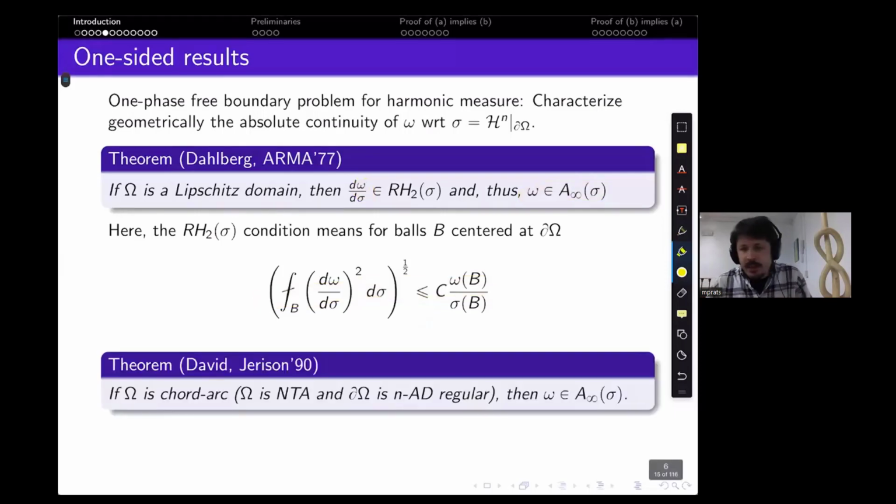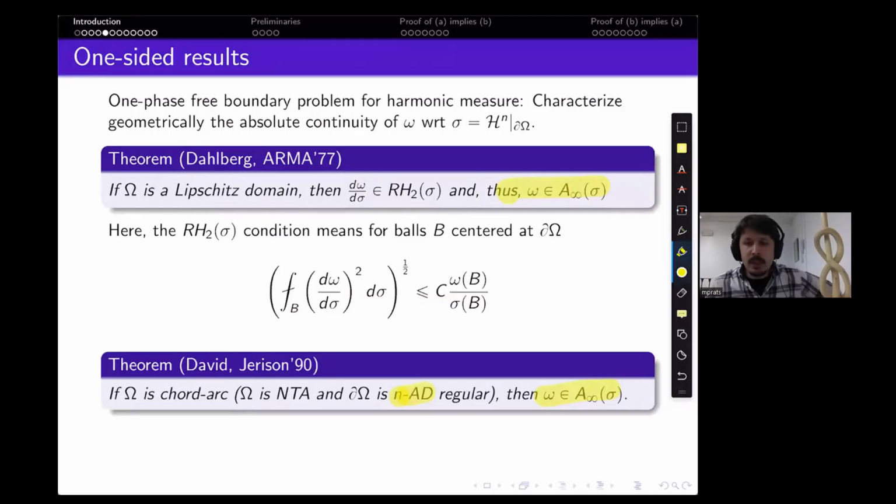And then this other result I want to mention by David and Jerison in the year 90. This is if omega is a chord-arc domain. This means that it's NTA as before, and moreover, the boundary is n-dimensional Ahlfors-David regular. It means that the surface measure increases as a power of n with the radius of the ball. Then we get the same conclusion. So this is like a generalization of Lipschitz domain in this setting.